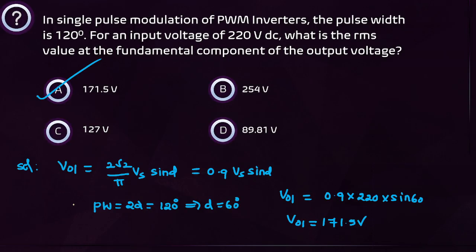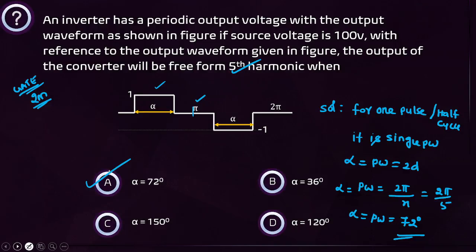Then in this case it is asking for the RMS value of the fundamental. Use this formula. To eliminate the nth order harmonic, this is the single PWM technique now. Here alpha is nothing but the pulse width, and the pulse width is nothing but 2D. To eliminate the nth order harmonic, what is the pulse width? 2 pi by n, here 2 pi by 5. That you have to remember as a concept.